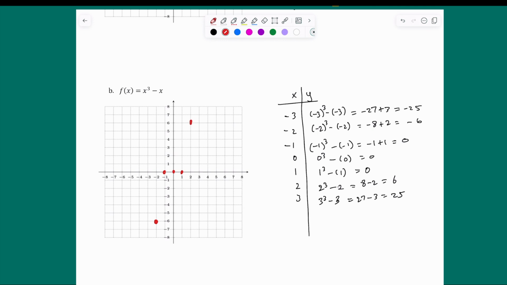All right, so before I connect this, it's probably best to include more values here, because if we connect the dots here, it might look something like this. And that's not what this graph looks like. And so let's go ahead and use Desmos to try this again.